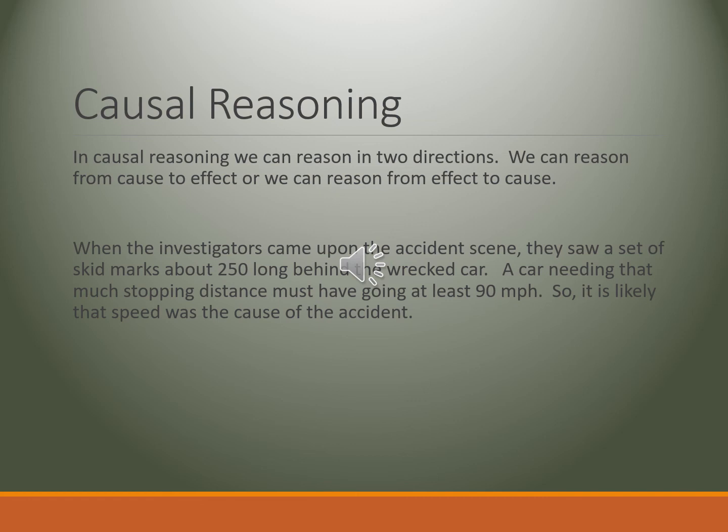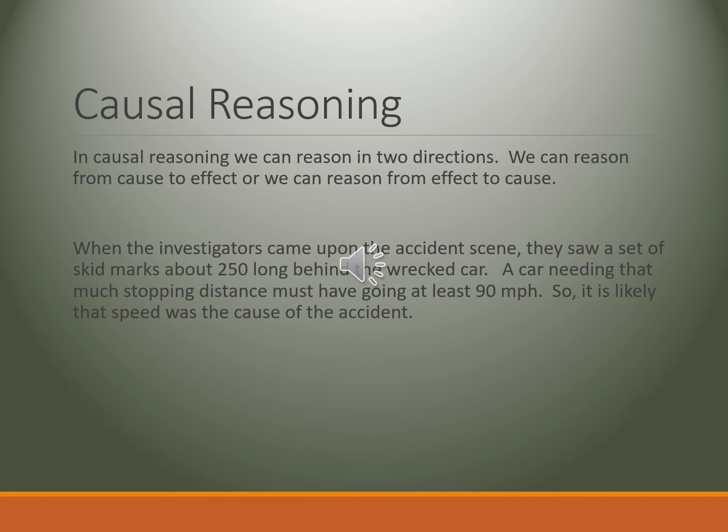Here's another example. When the investigators came upon the accident scene, they saw a set of skid marks about 250 feet long behind the wrecked car. A car needing that much stopping distance must have been going at least 90 miles an hour, so it is likely that speed was the cause of the accident. So here we have an effect, an event. There's a car accident. Investigators come on the scene, they try to figure out what caused the event or what caused the effect, and then they reason, well, the car was probably going too fast.